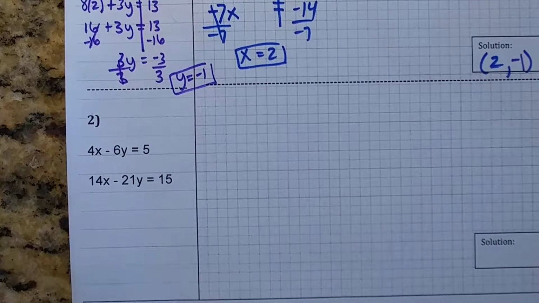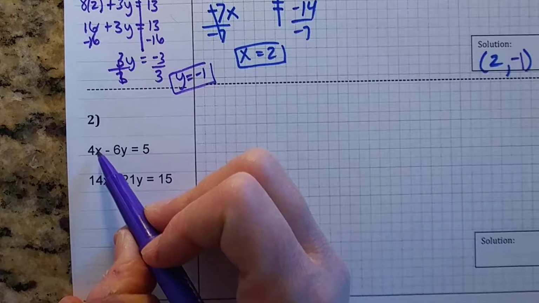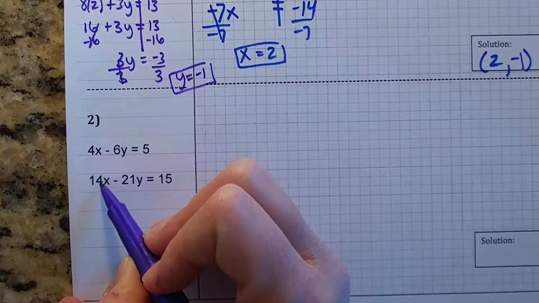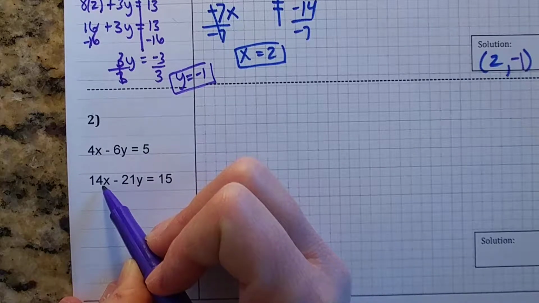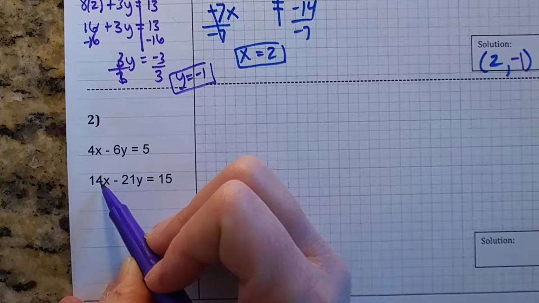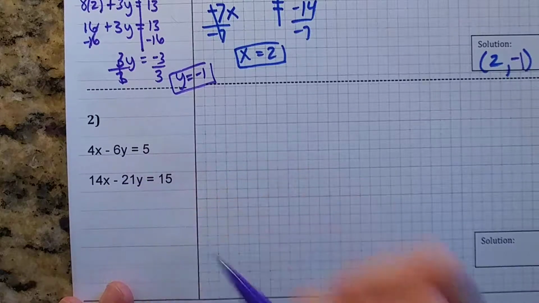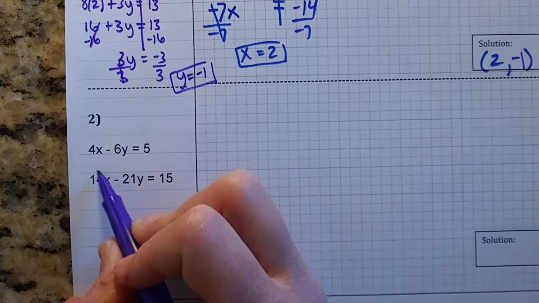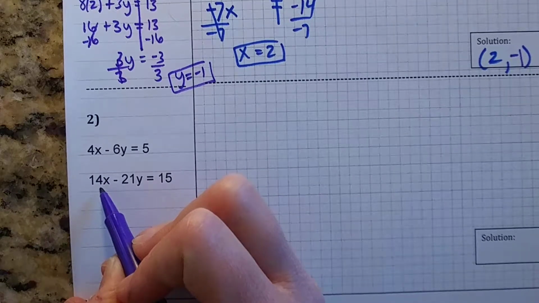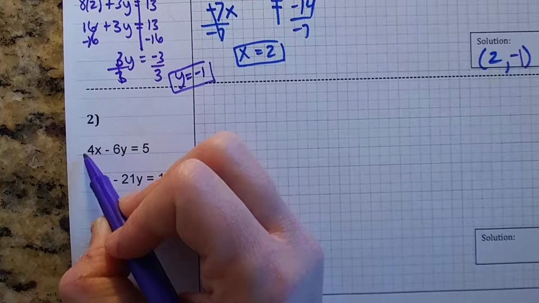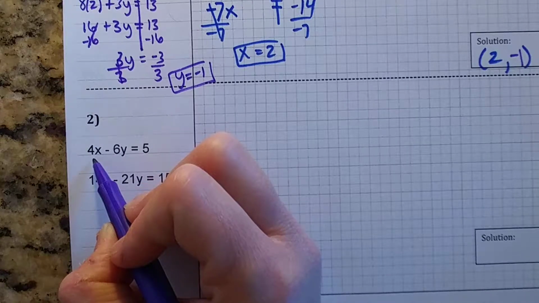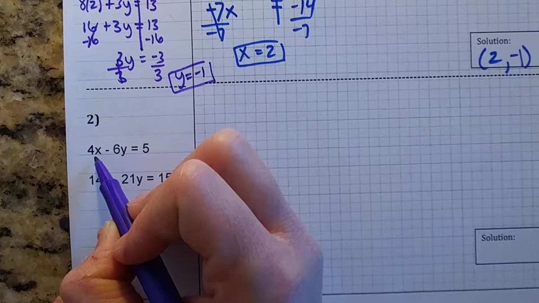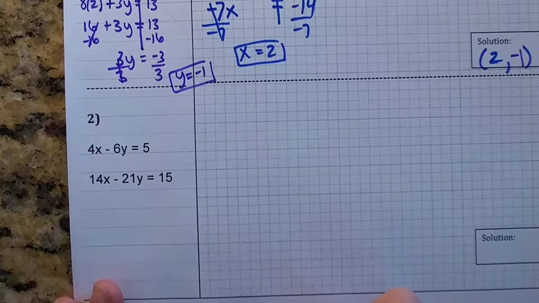Again, looking at both equations, I want to see, could I turn a 14 and a 4 into something? Is there a multiple I could turn those two into? What about a 6 and a 21? I think if I double 14, it would be 28. And I know that if I take 4 and multiply it by 7, I get 28. So maybe I could do that.